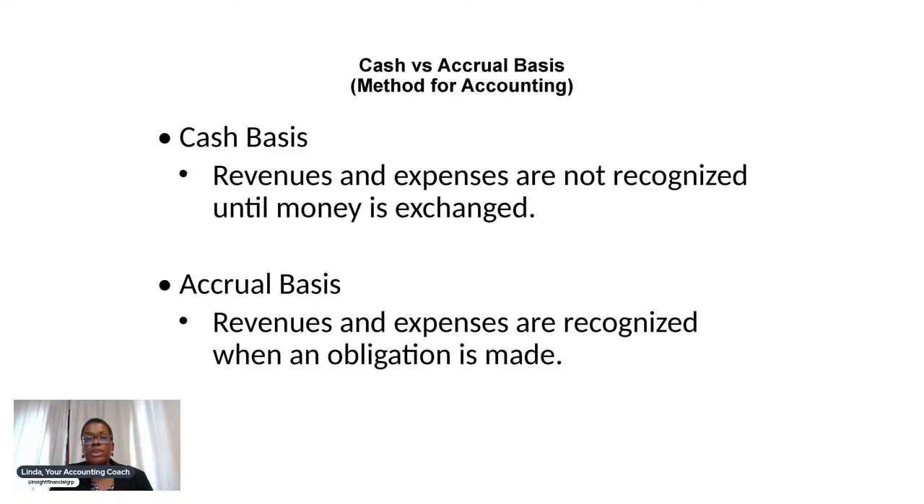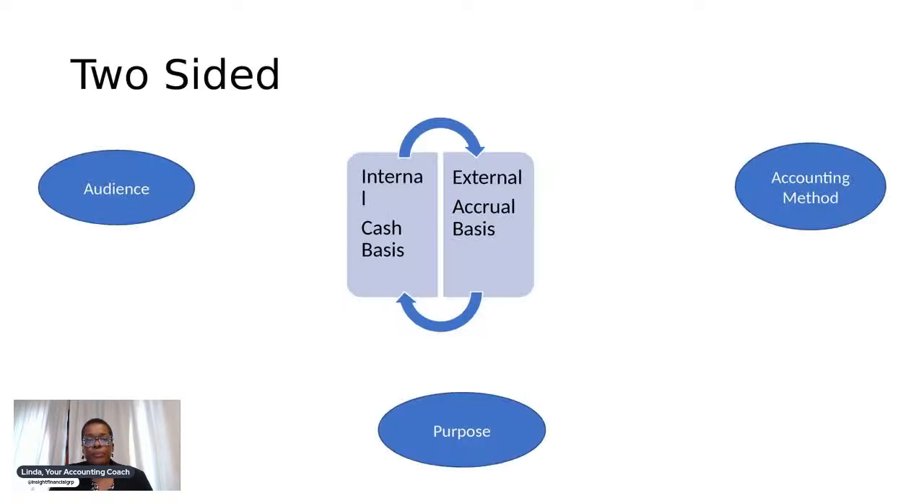That means when you receive that money or you actually pay out that money, that's when it's recorded on your books. Accrual basis is when revenue and expenses are recognized. Money has not been exchanged, but they are just recognized on your books. So let's look at an example.